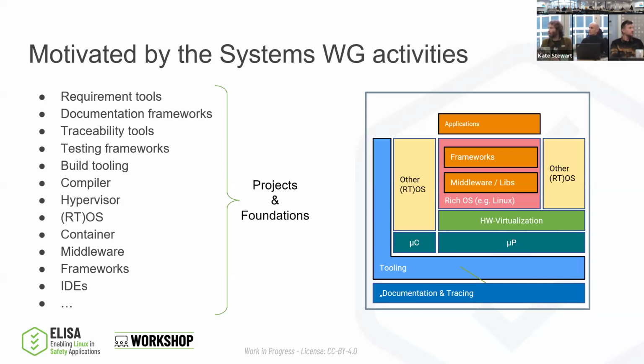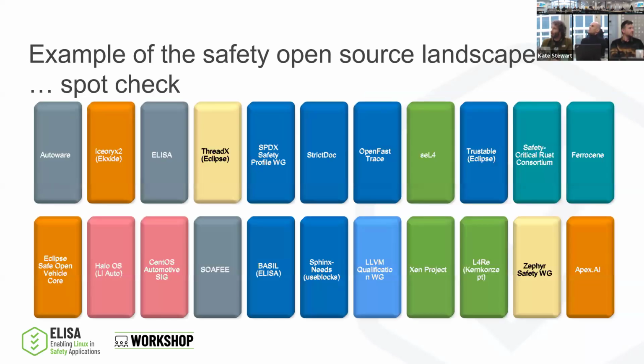I would like to hear feedback. Container technology, middleware, frameworks, whatever, IDEs. Based on this color coding, if you spot a mistake, let me know afterwards. I just drew a spot check, and here you find Zephyr, S-CORE, and Bazel. Sorry that I didn't put StrictDoc in. It's there? See, I put StrictDoc in it. It was not modified. Oh yeah, no Pass trace.